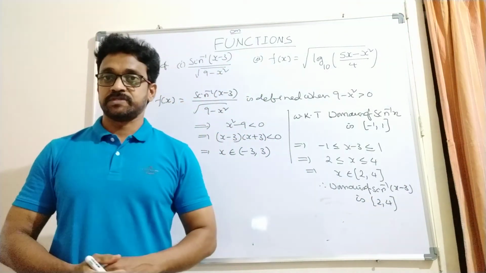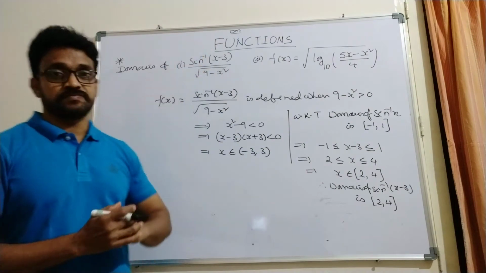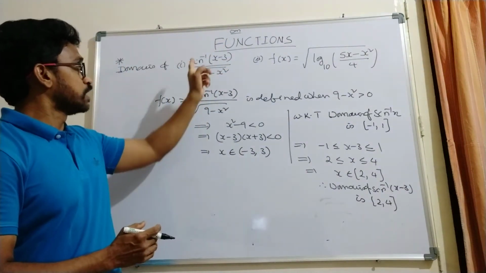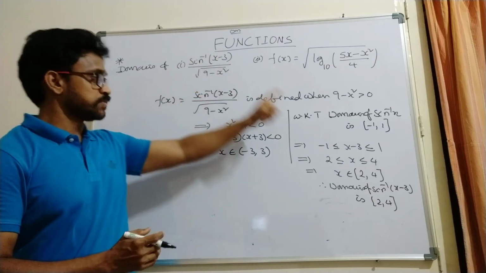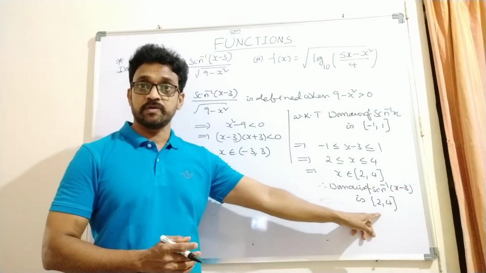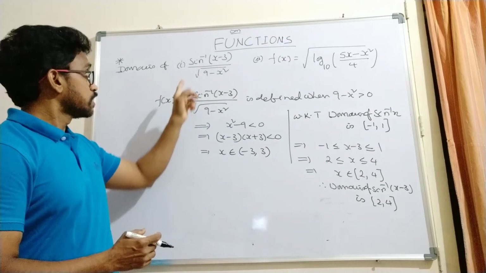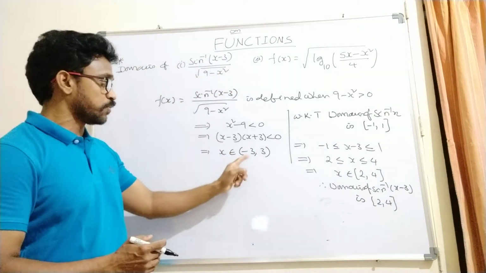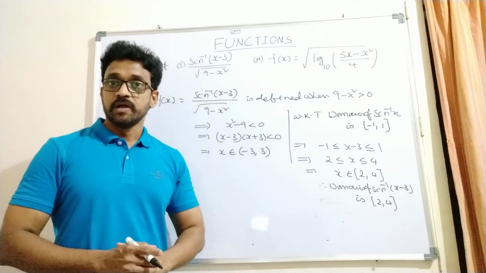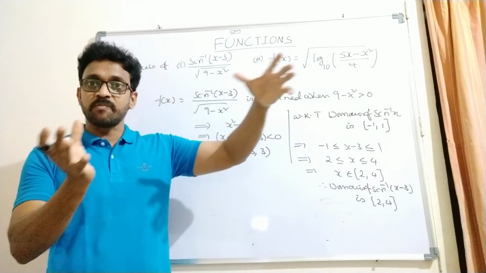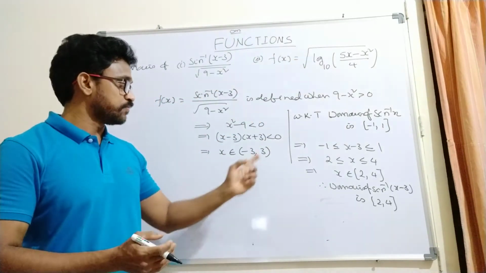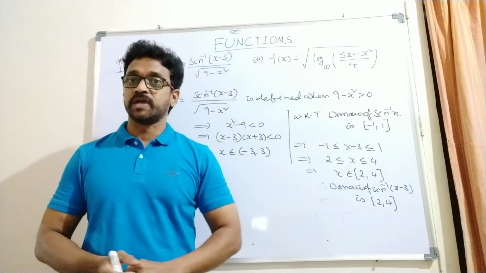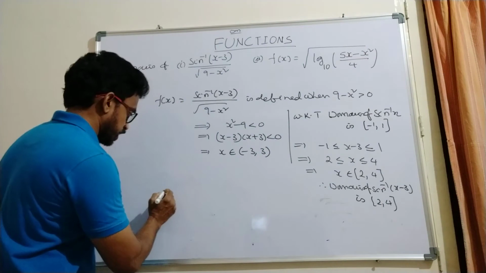But what do you want? The domain of this function. That's why we identified here: the domain of sine inverse x minus 3 is the closed interval 2 comma 4, and the domain of root of 9 minus x square is the open interval minus 3 comma 3. Now observe, what is the common region of these two parts? For that we go for the real line. So now we should take the real line.